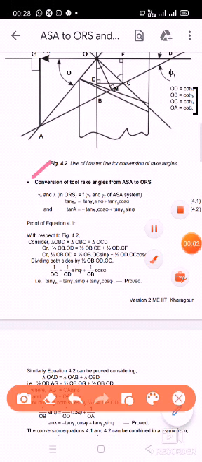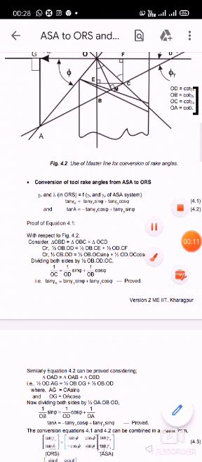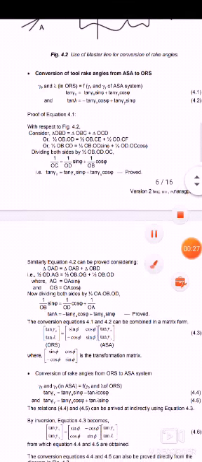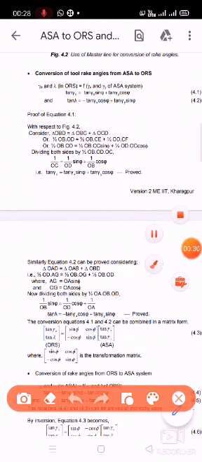From figure 4.2, triangle OAD equal to triangle OAB plus triangle OBD. Now you have to write the area. This will be the area. Now from figure 4.2, AG by OA is equal to sin phi. So AG equal to OA sin phi, and OG equal to OA cos phi. Now dividing both sides by half of OA, OB, OD, you will get this equation.